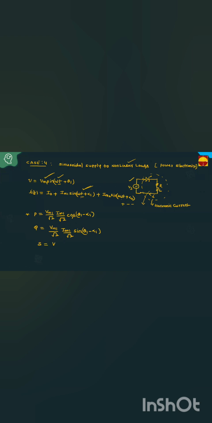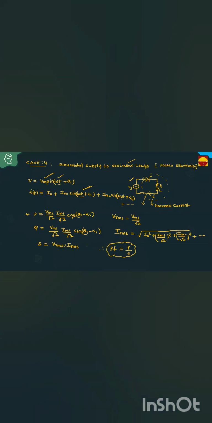What is S equal to? VRMS into IRMS. Then how to calculate VRMS, friends? Only one term is there now, Vm1 by root 2. How to calculate IRMS? Square root of I naught square plus (Im1 by root 2) whole square plus (Im2 by root 2) whole square plus and so on. Once you know this VRMS and IRMS, you can calculate the apparent power. Then what is the power factor? Power factor equal to P by S.